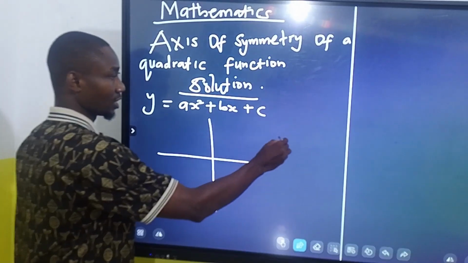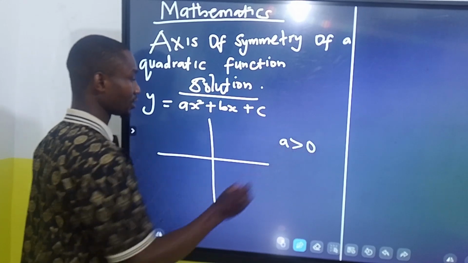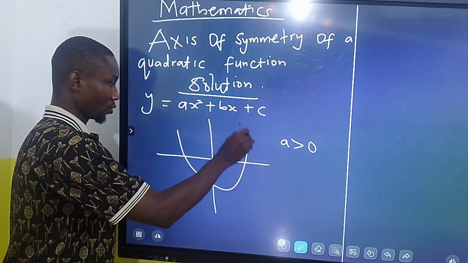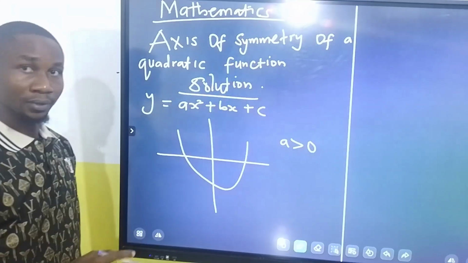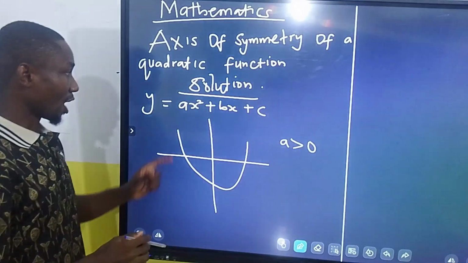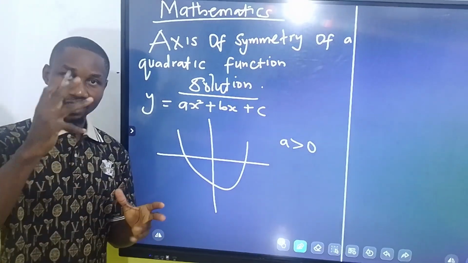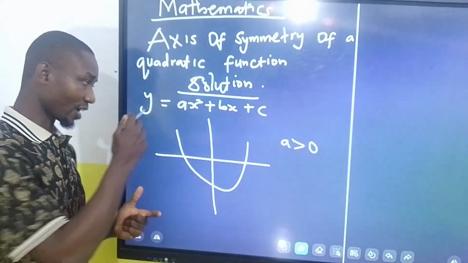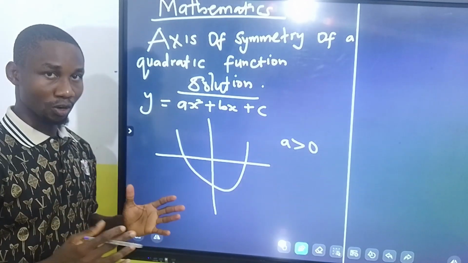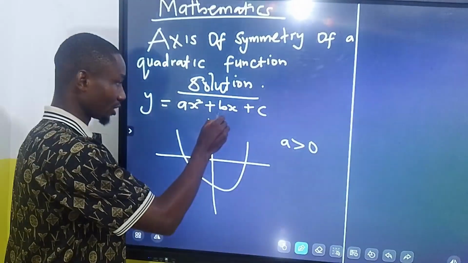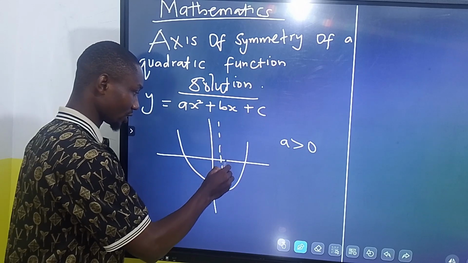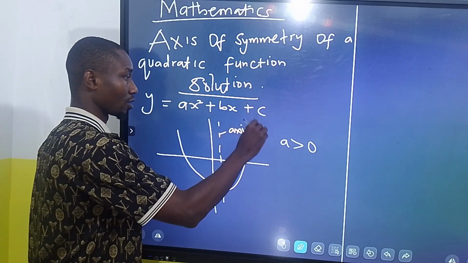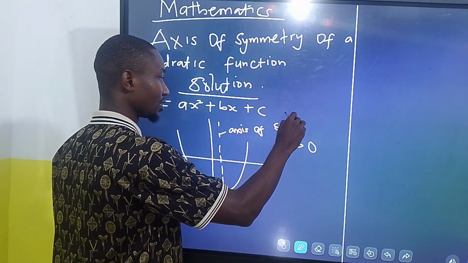So in this case, if a is greater than 0, it simply means that our curve would be in this curve shape. Our axis of symmetry is simply the vertical line that divides our curve. The vertical line that divides your curve into two equal parts is your axis of symmetry. So in that case, we are looking for this. So this is our axis of symmetry.